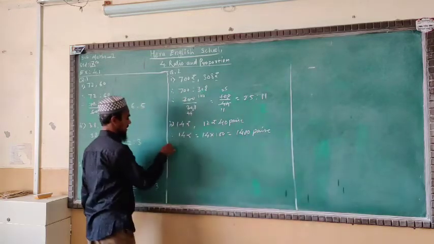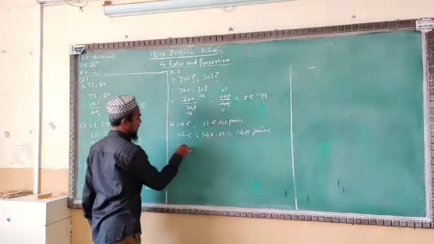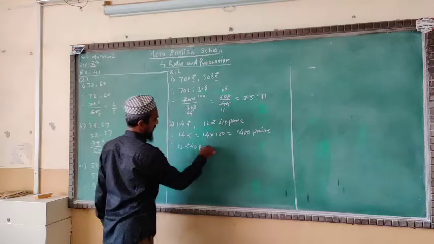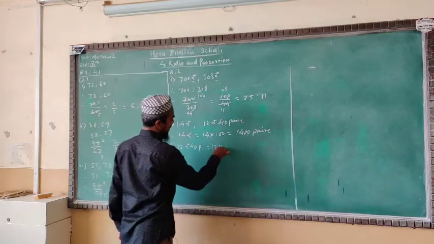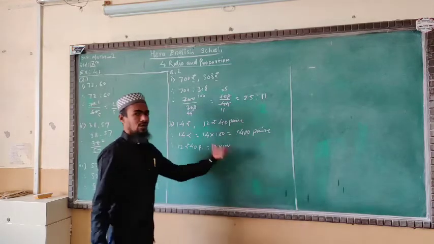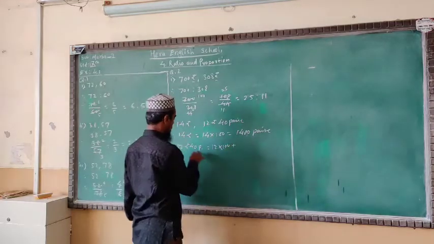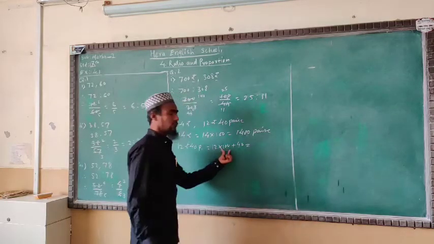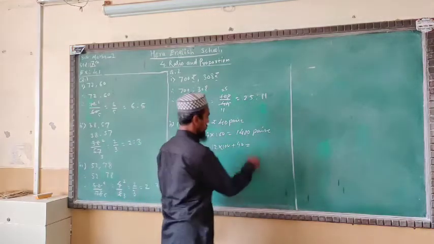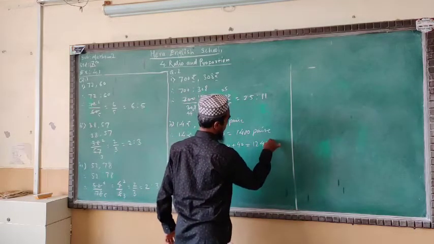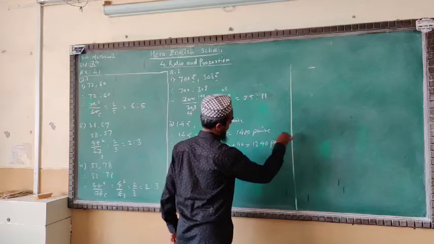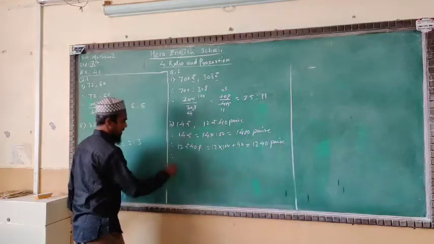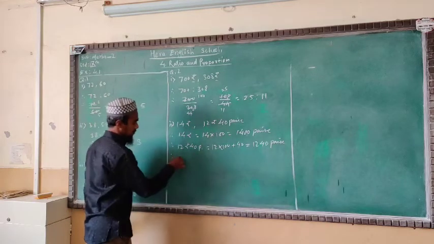Same thing for the second one. Here we have 12 rupees and 40 paise. So 12 multiplied by 100, the rupees will convert into paise, plus 40 paise is there. So 12 into 100 you will get 1200, plus 40, you will get 1240 paise. Now both are in the same units, so we'll take the comparison or reduced form.